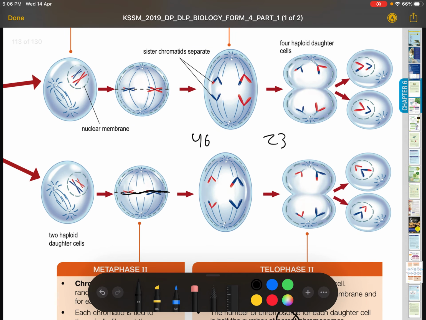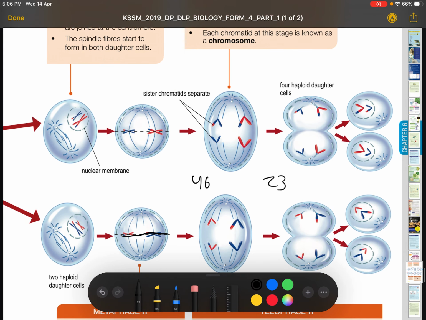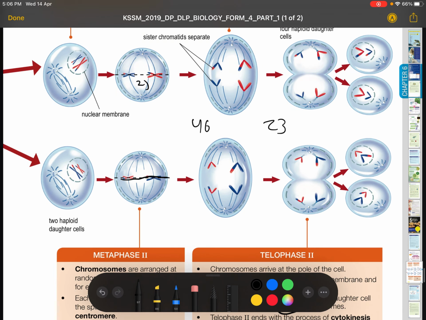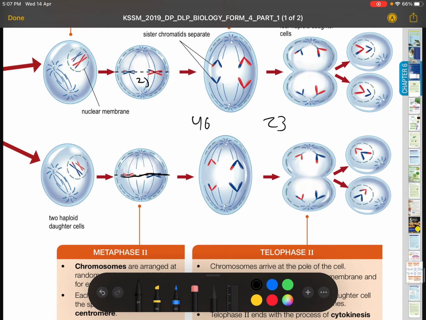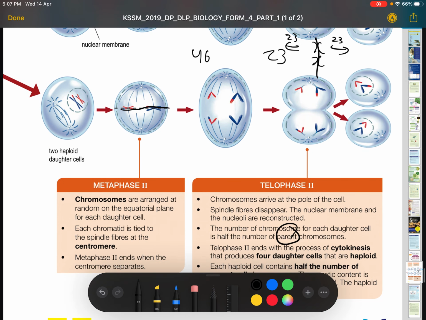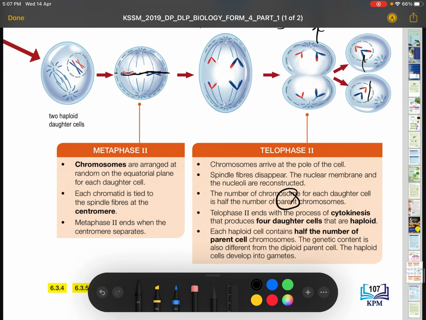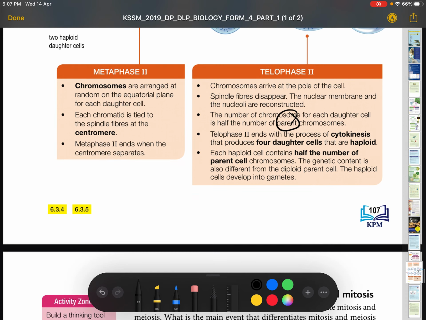As half the number of parent chromosomes. So compared to the first cell, which is 46, we only have 23. But the main difference is, we already know that this is 23, right? So since there are 23 chromosomes, and they are all arranged at the plate, they separate. So 23 go to one side, 23 go to the other side. So these four cells are also haploid cells. Haploid means half.